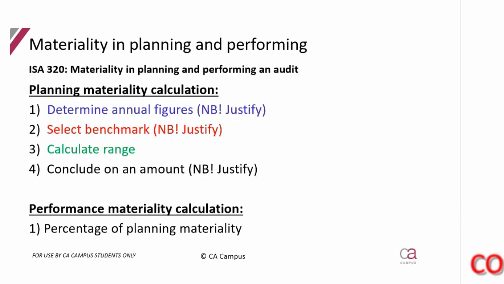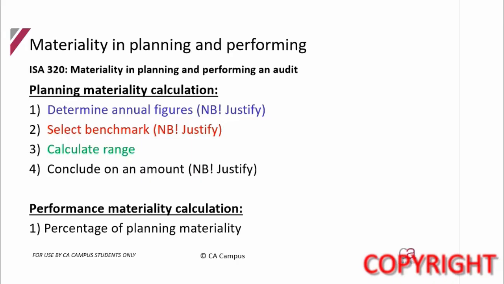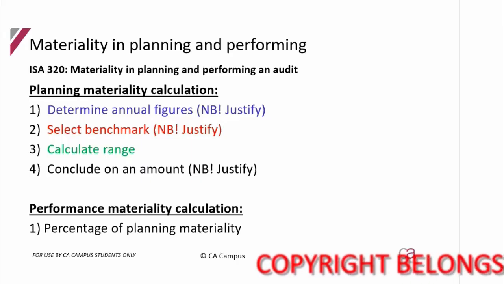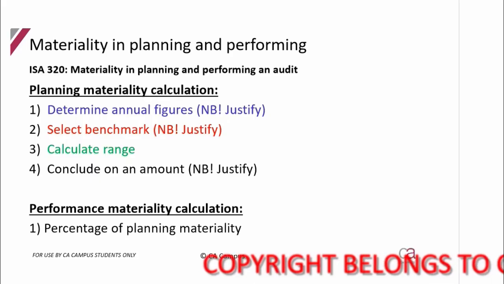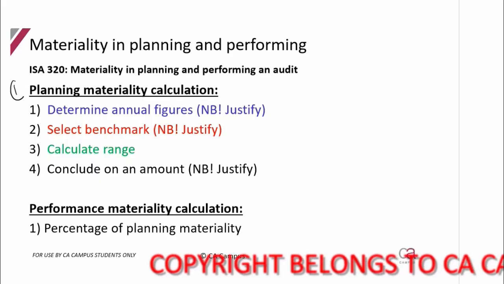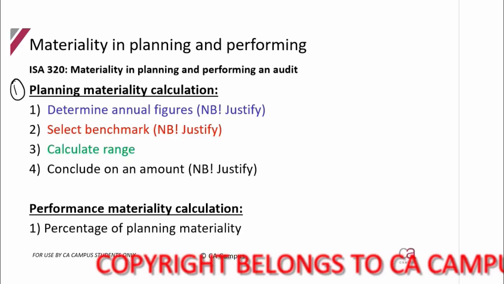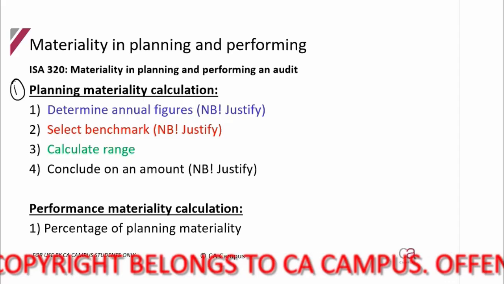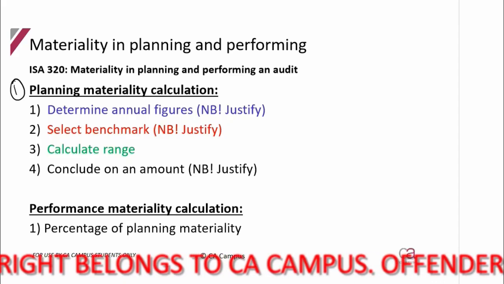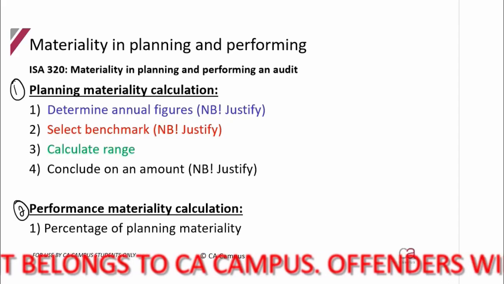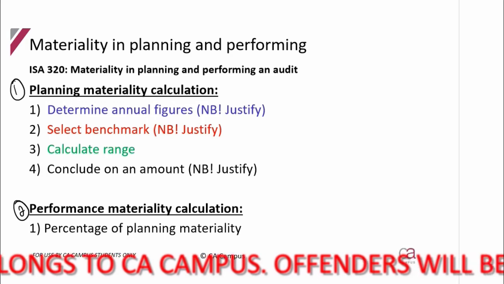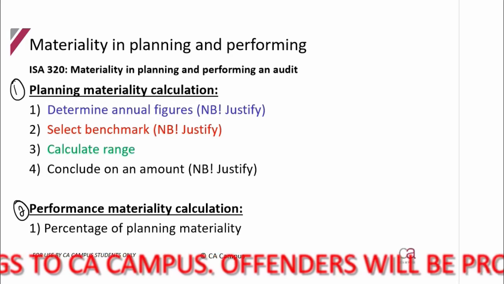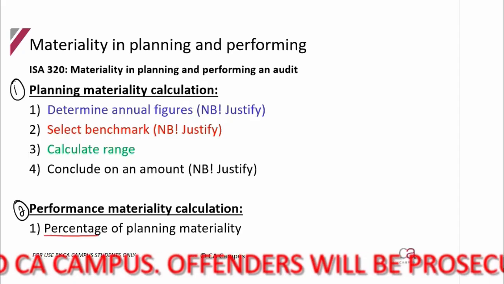How do we go about calculating either of these materialities? Because guys, if you are going to get a materiality question, it's likely that they want you to calculate. You need to, first and foremost, calculate planning materiality. Even if the question is asked for performance, you need to calculate planning first, and then you can calculate performance, because performance materiality is merely a percentage of planning.